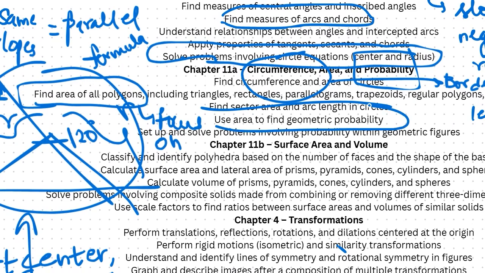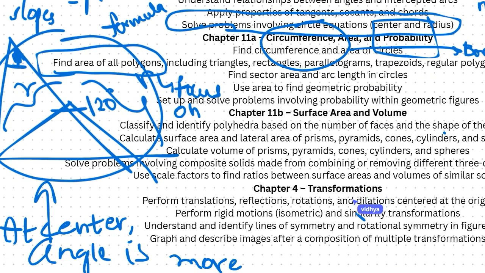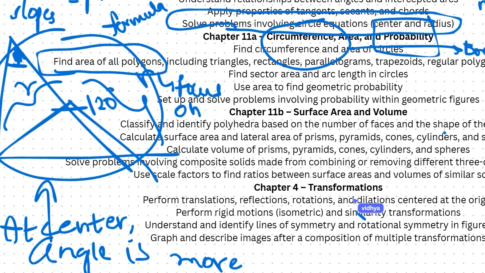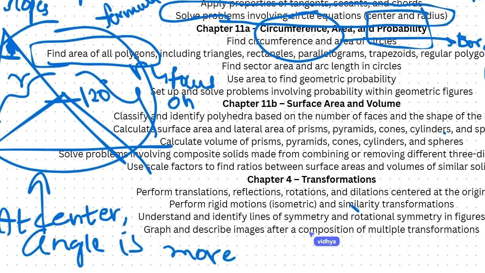Next, area to find geometric probability. So favorable area upon total area. Next, probability within geometric figures. Same concept. Probability formula does not change. Favorable upon total. Same concept.